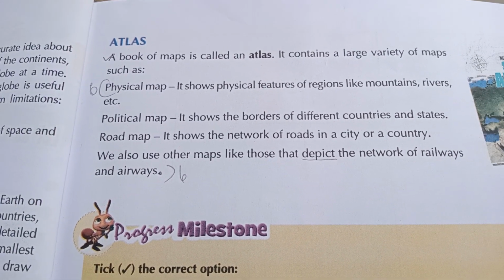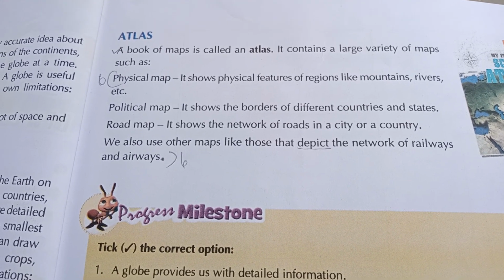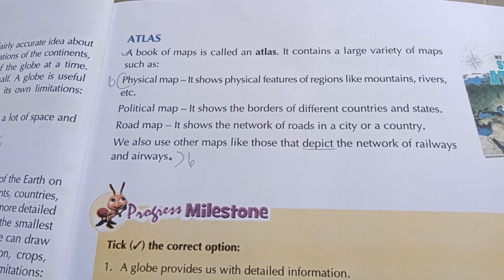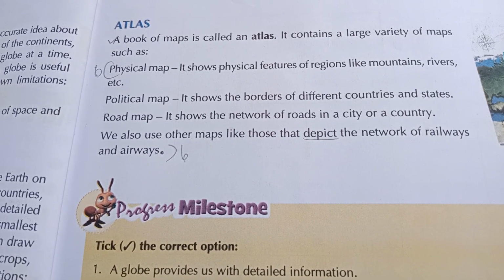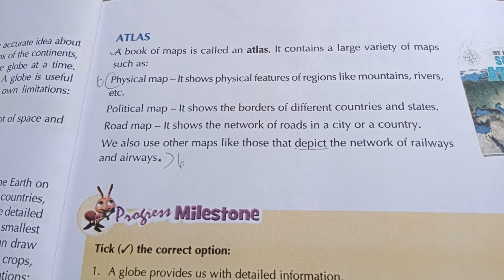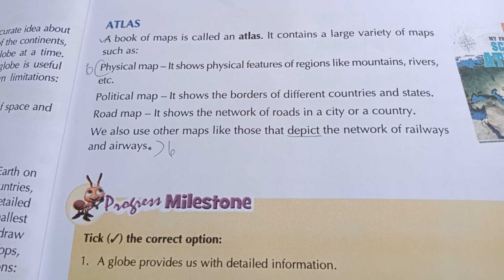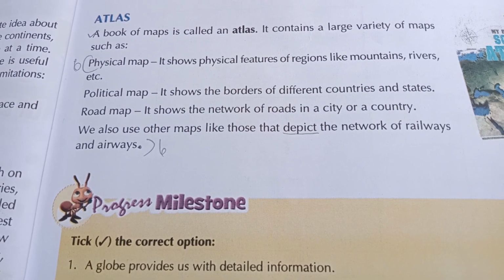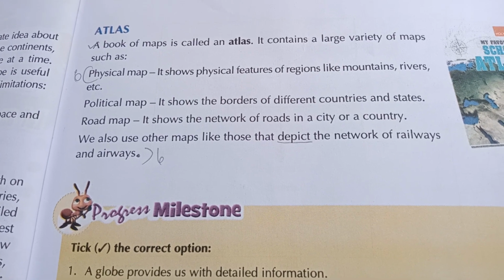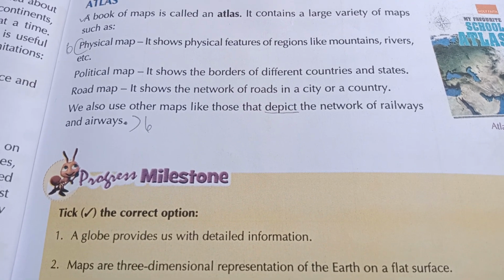A book of maps is called an atlas. It contains a large variety of maps such as physical map, political map, road map. First we will see the physical map. It shows physical features of regions like mountains, rivers, etc. Political map. It shows the borders of different countries and states. Road map. It shows the network of roads in a city or country. We also use other maps that depict the network of railways and airways.